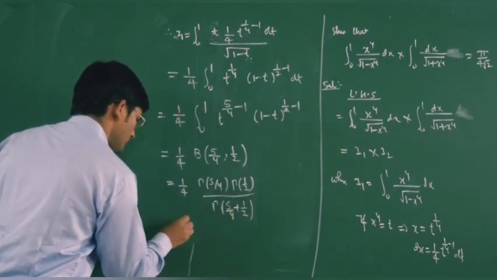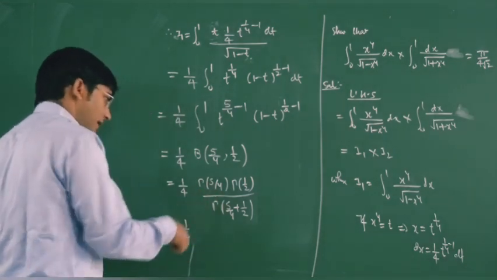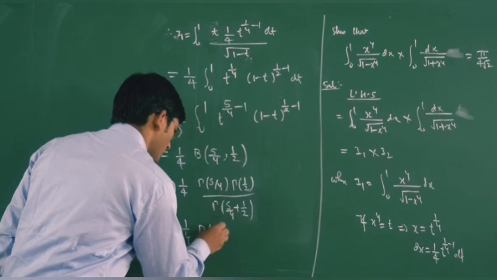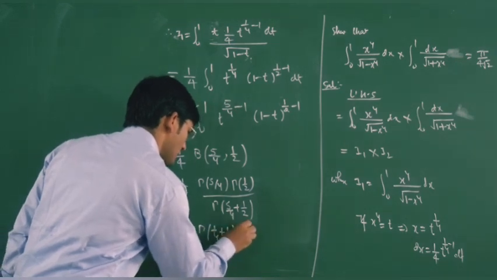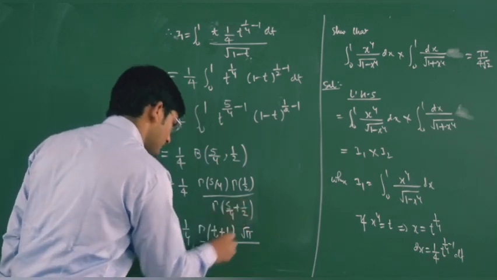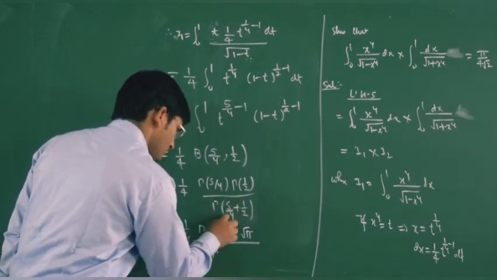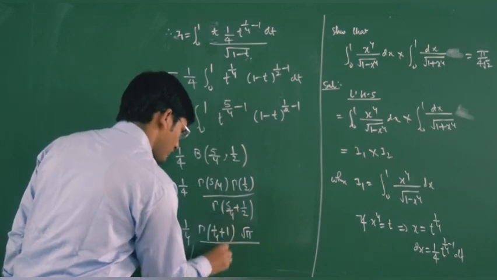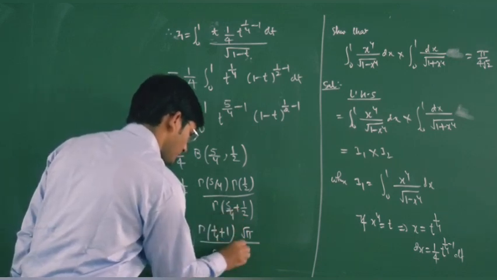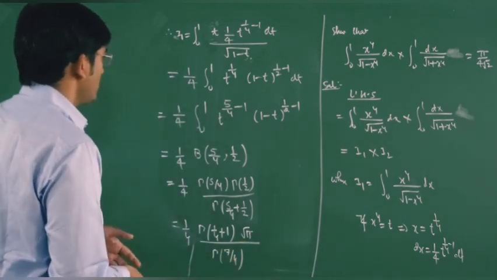So this is equal to 1 by 4. Gamma 5 by 4 can be written as 1 by 4 plus 1, so we have 1 by 4 plus 1 into gamma half. Gamma half is square root of pi. Then here we have gamma 7 by 4. Let me get some mistake here.